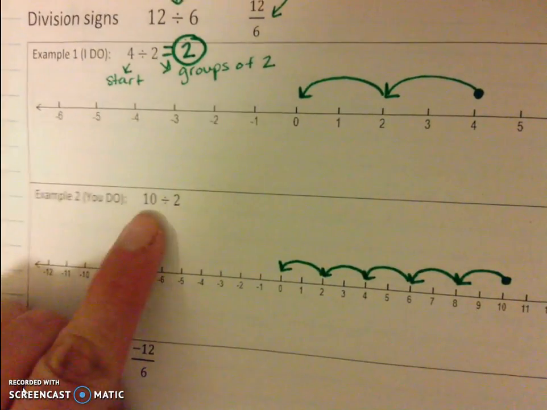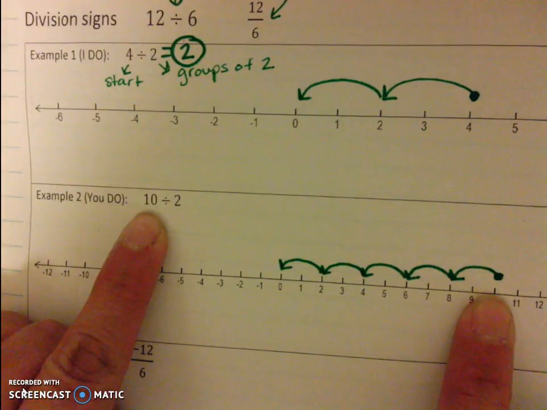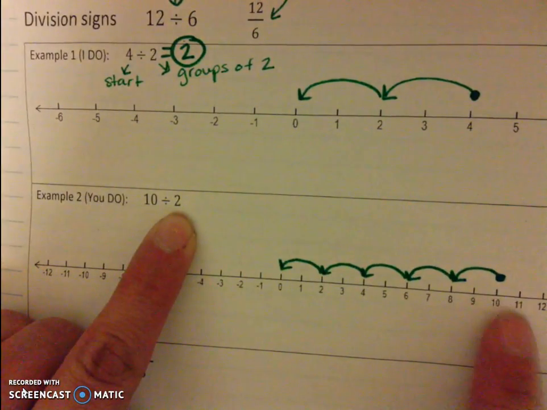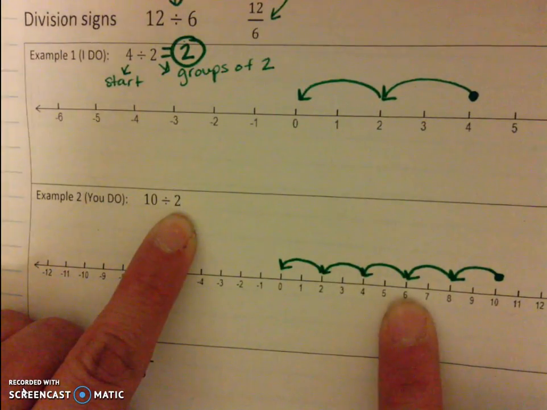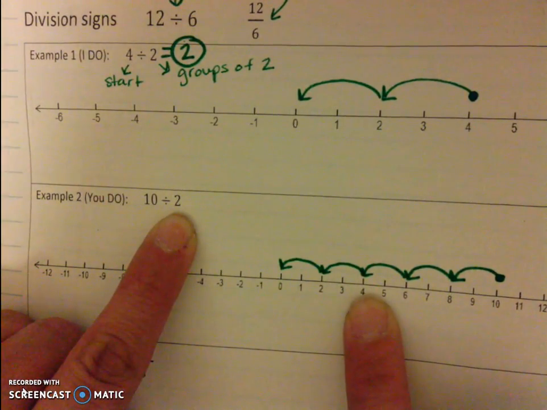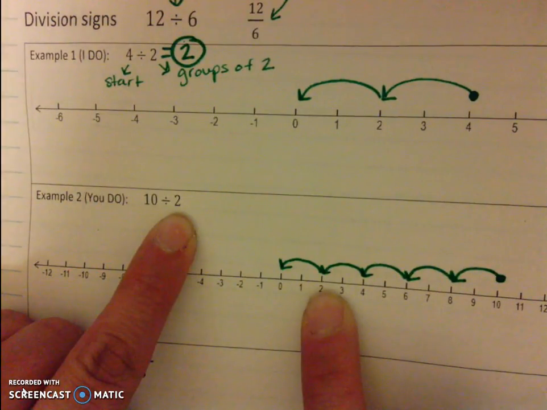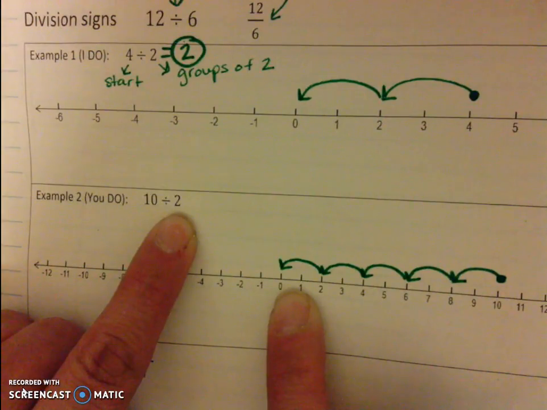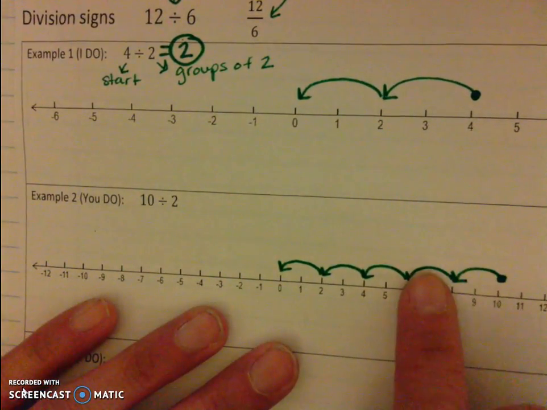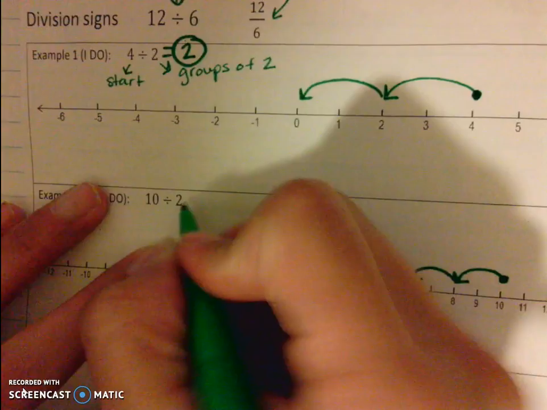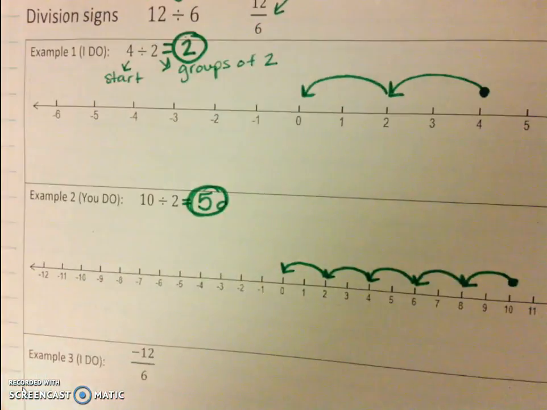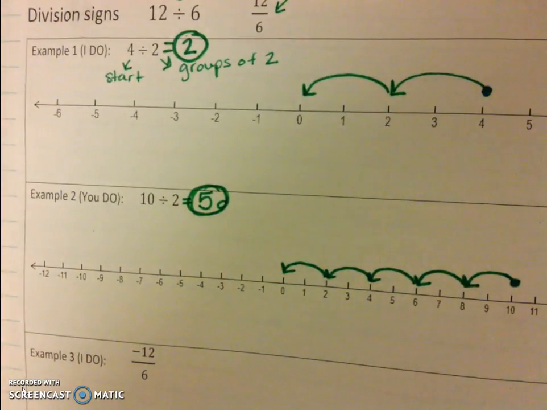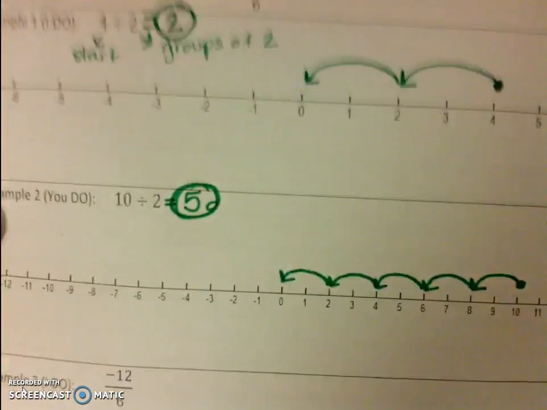Okay, so here we start at 10 and we're going to make groups of 2 again. So from 10 I go to 8, that's 1 group. Then I go to 6, that's 2 groups. 4, that's 3 groups. 2, that's 4 groups. And then to 0, that's 5 groups. So I made 1, 2, 3, 4, 5 groups. So my answer is 5. Okay? Alright, so let's see how that looks like as a negative.